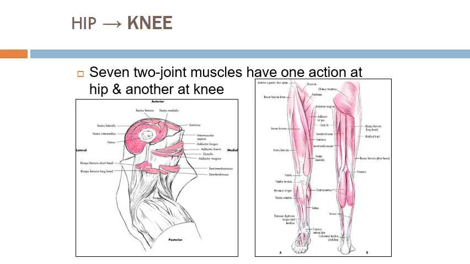Okay, one has action at the hip and another at the knee, so that's something to consider. Some of them do the same action at the hip and the knee, some of them do different actions. So be mindful of that as you're going through and reviewing this concept, to make sure that you don't confuse what the actions are at the hip and the knee. Make sure that you know what the two functions are at each of the individual joints. We're going to be discussing that here. We're going to be talking about those muscles, but I want you to just list the 7 two-joint muscles.